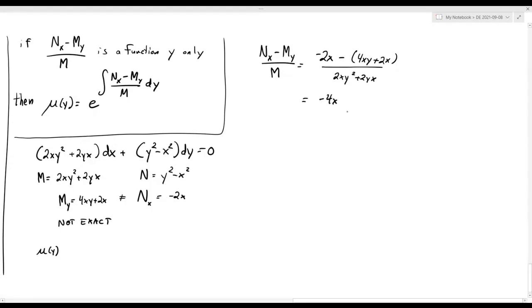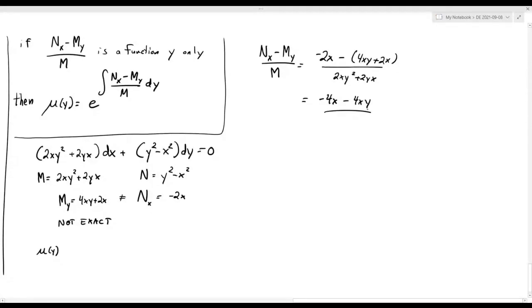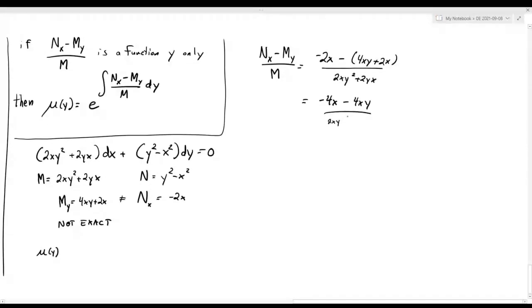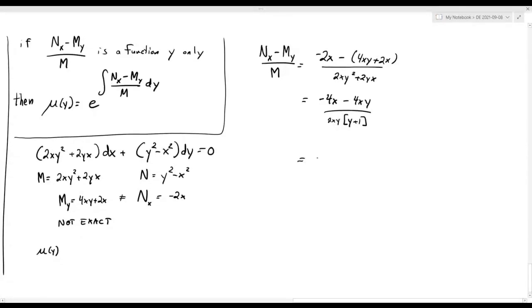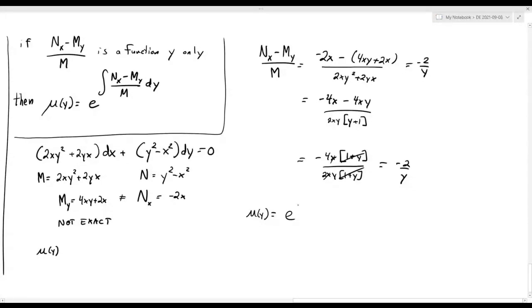So we're checking whether this is a function of y only. I guess in the denominator, notice that I can factor a 2yx out. In the numerator, I factor out a negative 4x. Indeed, we have some cancellations. Our expression is a function of y only. So we can find an integrating factor that's a function of y only.